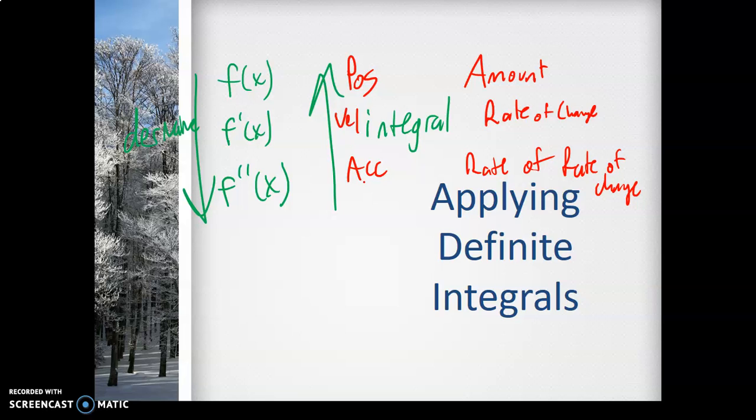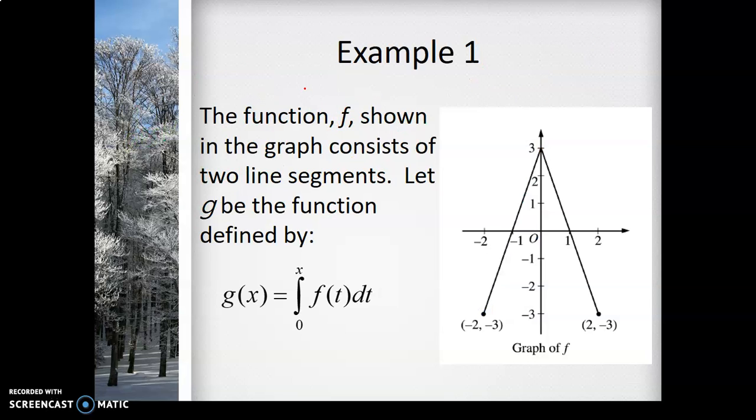But it doesn't have to be limited to just position, velocity, and acceleration. It can be any rate of change with an amount. So you could have the number of butterflies, and then the rate of change of the number of butterflies, and then the rate of change of the rate of change of the number of butterflies. So use derivatives to go down levels, use integrals to go up levels.